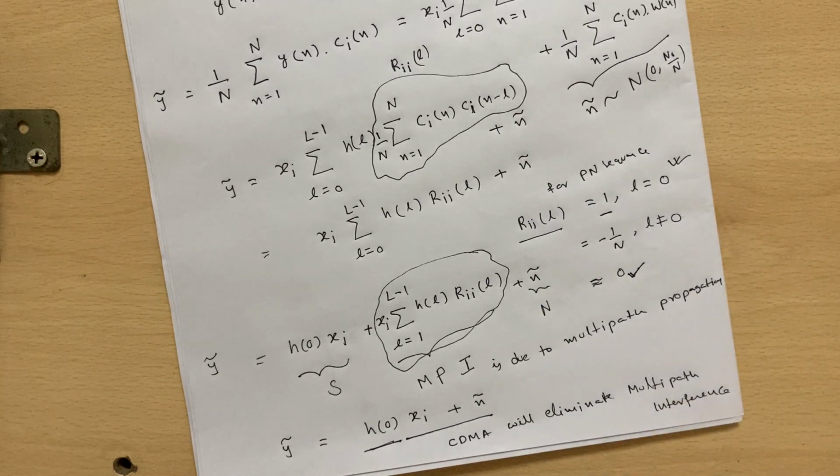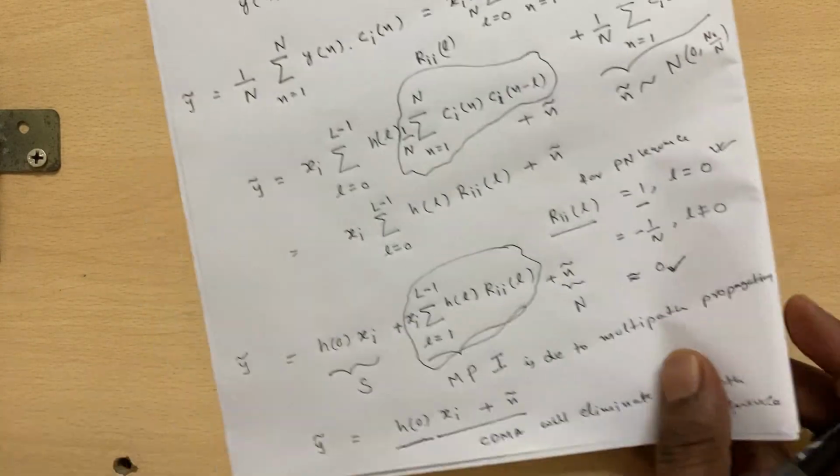Because of the orthogonality of the codes, as well as the codes having good autocorrelation properties, the multipath interference will be removed in the CDMA system.